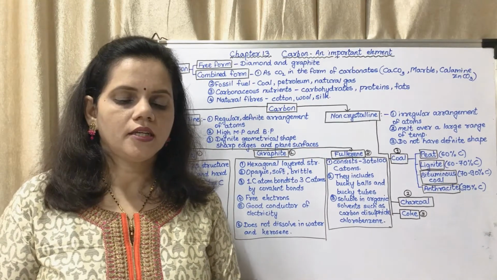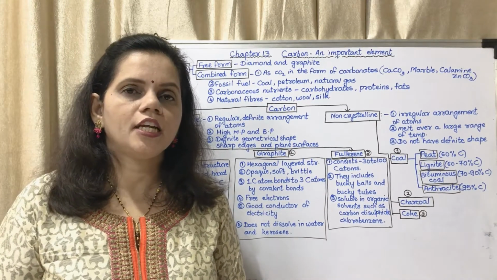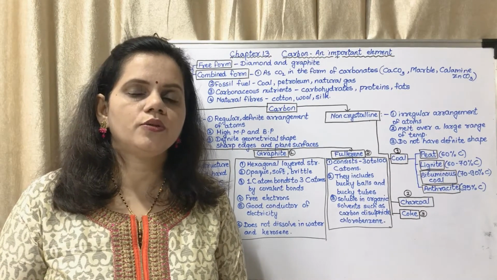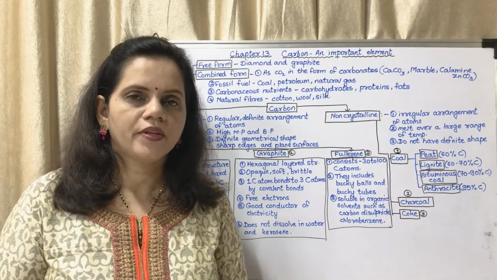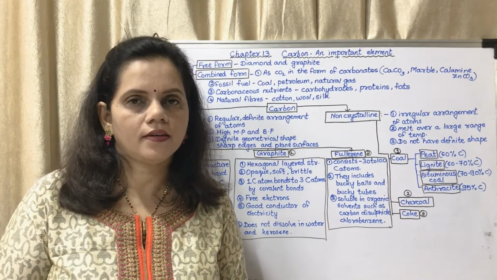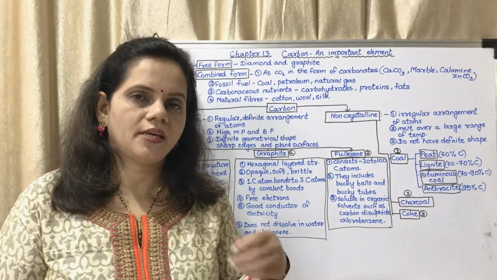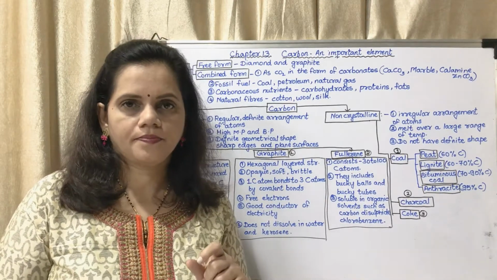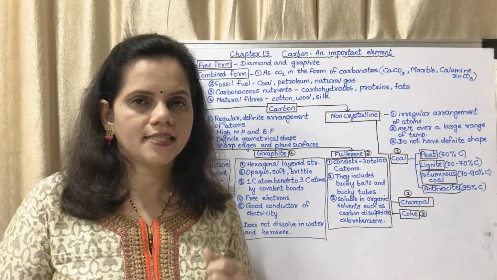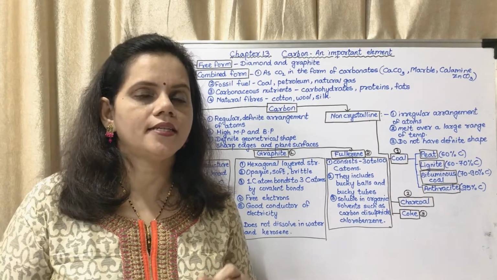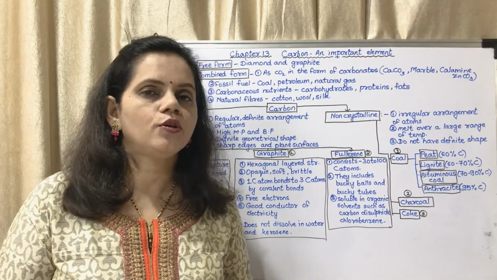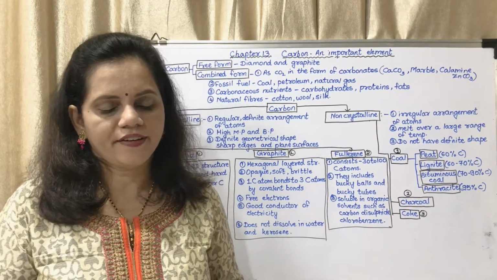Uses of graphite. Graphite is used for making lubricants. Lubricants are some substances which are used to reduce friction. For example, grease. You might have heard about grease, which is applied in your cycles. You might have seen the parts of your cycles. So grease is an example of a lubricant. It is applied to reduce friction, and lubricants could be made with the help of graphite.